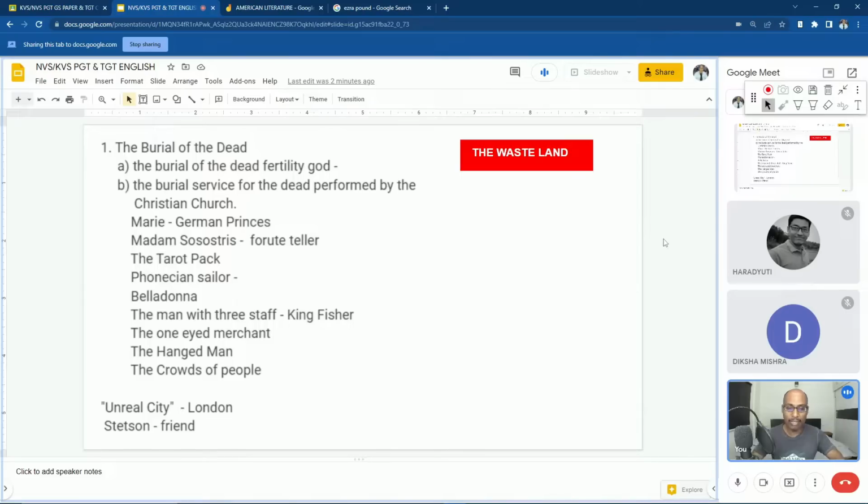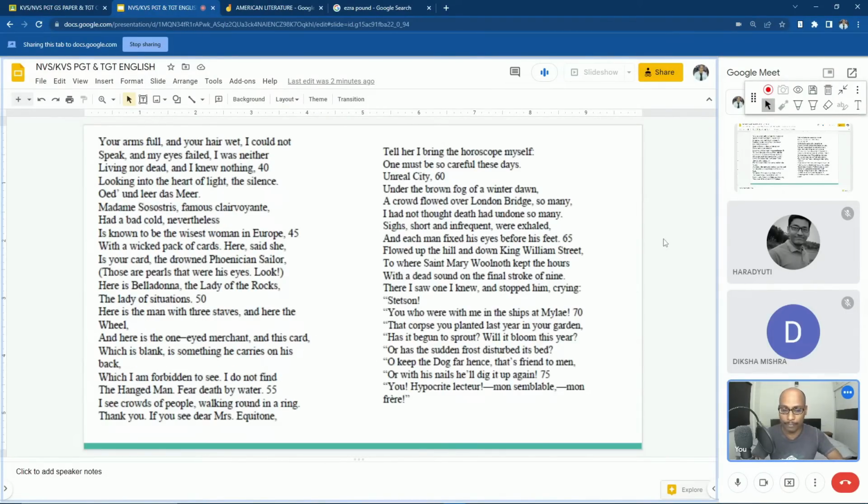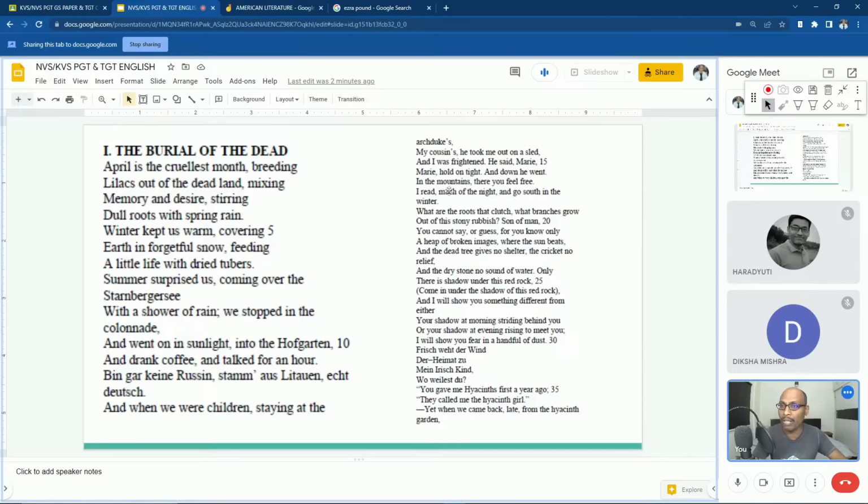Now if we take the first part of the poem, The Burial of the Dead, the important sentence from the examination point of view is "April is the cruelest month." Which poem begins with this line, "April is the cruelest month"? It is T.S. Eliot's which poem, Diksha?